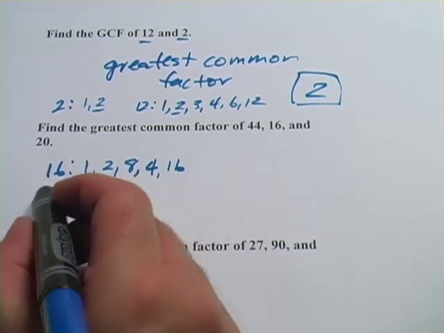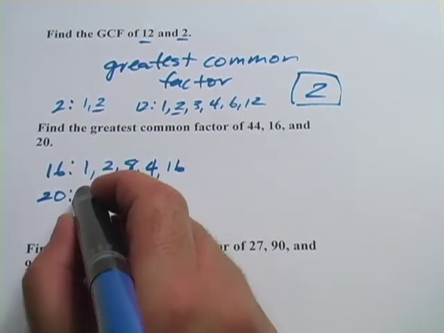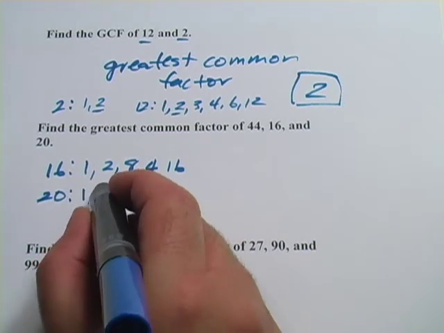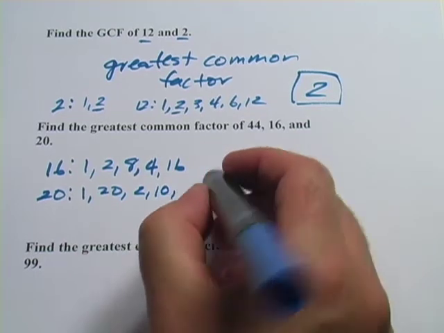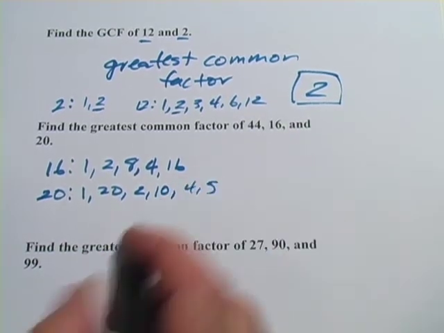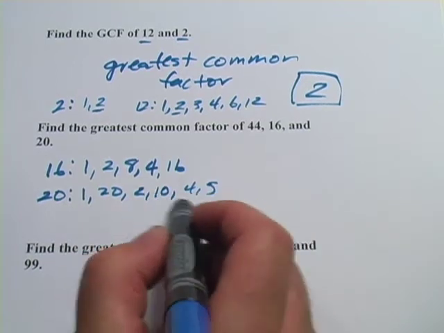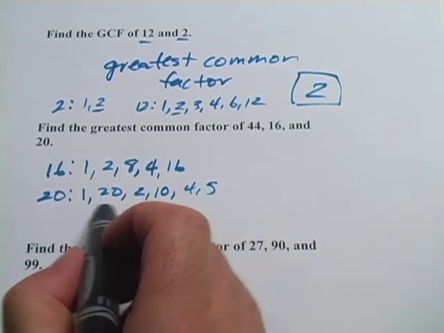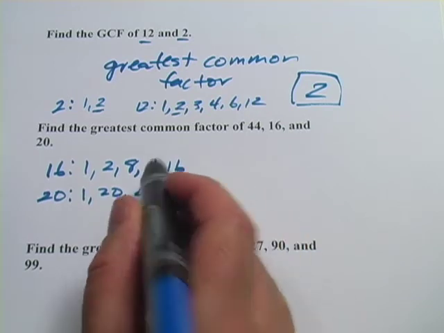And now when I do the other ones, I want to keep an eye out for what they have in common. So 20 has 1 and 20. It has 2 and 10, and 4 and 5. And I think that's it. So if I'm looking here so far, the biggest one that these guys have in common would be 4.